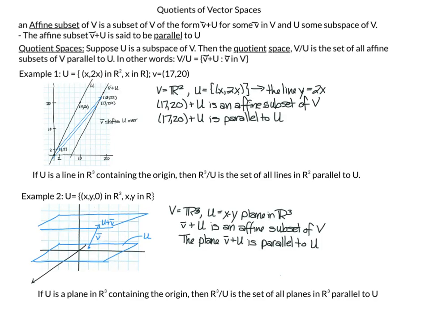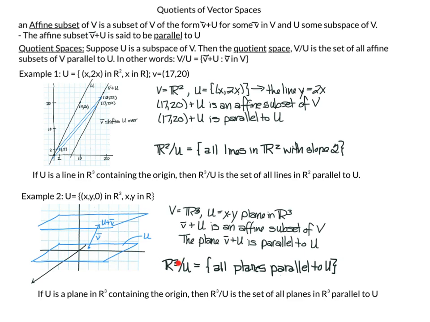Looking at our previous two examples again, here we have the line U that goes through (0, 0) with slope 2 in R2. We noted that (1, 720) plus U is an affine subset of V, and any vector plus U is an affine subset, which means our quotient space, R2 over U, is going to be the set of all lines in R2 with slope equal to 2. In our next example, where U is the xy-plane in R3, our quotient space, R3 over U, is the set of all planes parallel to U.